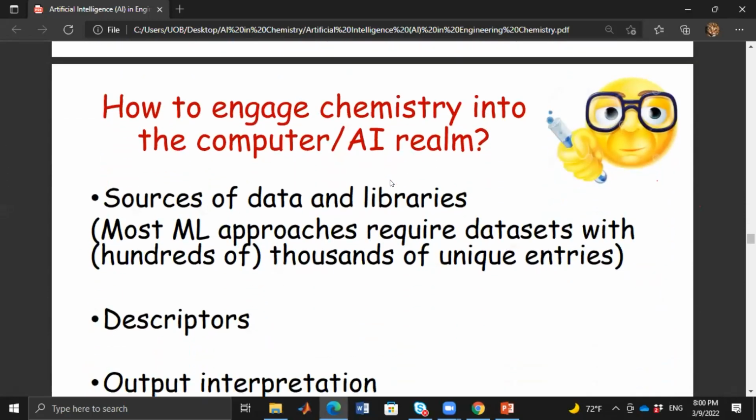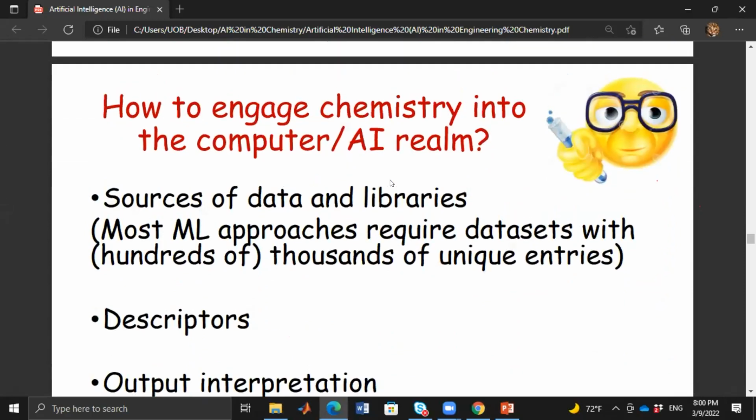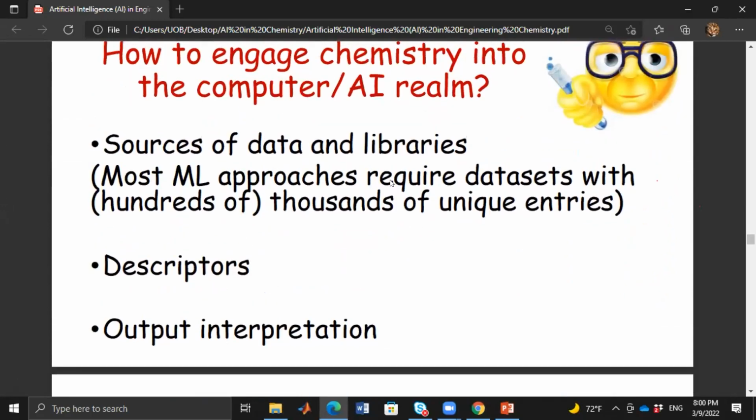Okay, quickly, let me tell you how the chemists entered the world of intelligence. Of course, you know that chemists usually have, or used to have, a lot of data coming from the experiments they did over the years, okay? And they report all this in journal papers or in published patents and so on, okay? So somehow this is your data source, and then you want to bring this data source into the computer.